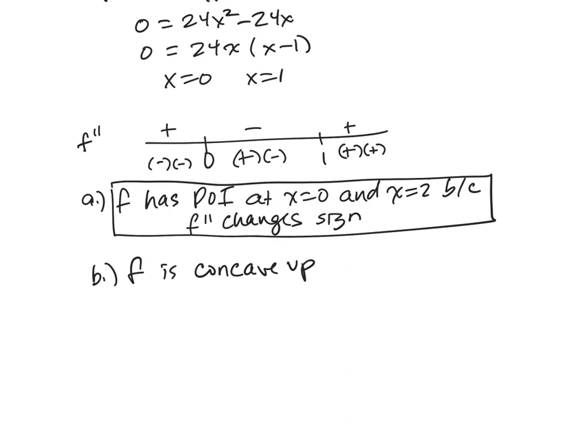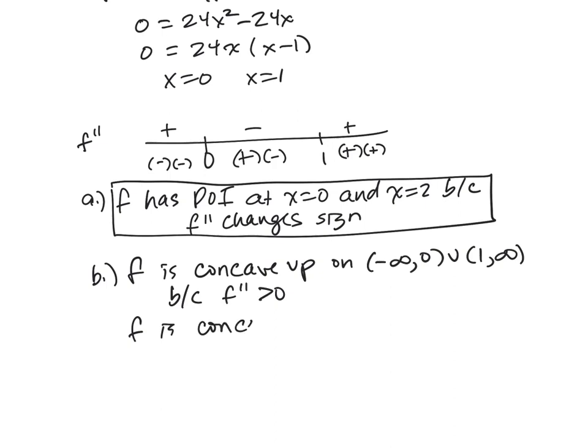So we're going to say f is concave up on the intervals from negative infinity to 0 and from 1 to positive infinity because f double prime is positive there. And then we'll say f is concave down on the interval from 0 to 1 because that's where f double prime is negative.